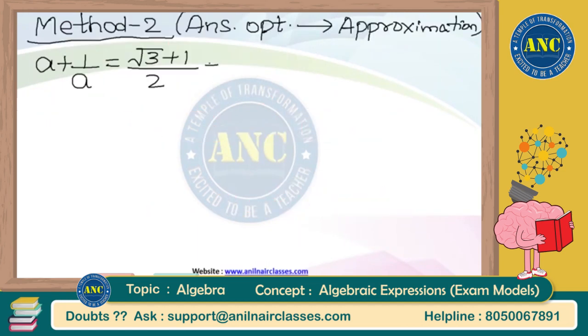Now, root 3 is approximately 1.7, which we know, plus 1, by 2. So, 2.7 by 2 is nothing but 1.35. That means a plus 1 by a is approximately 1.35. Let me keep this, right? a plus 1 by a is approximately 1.35.